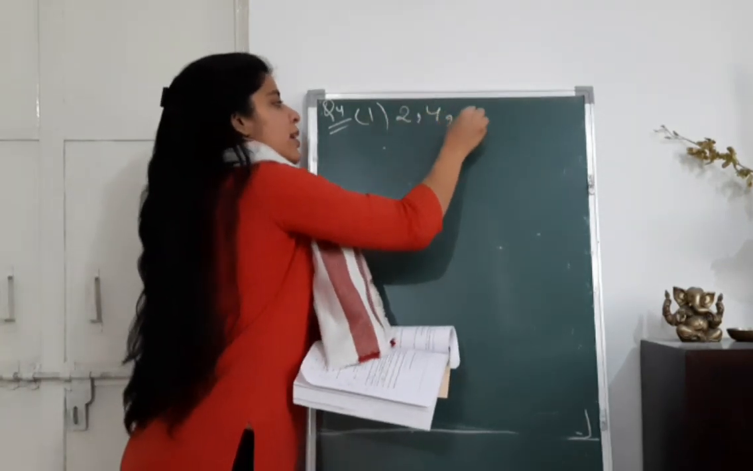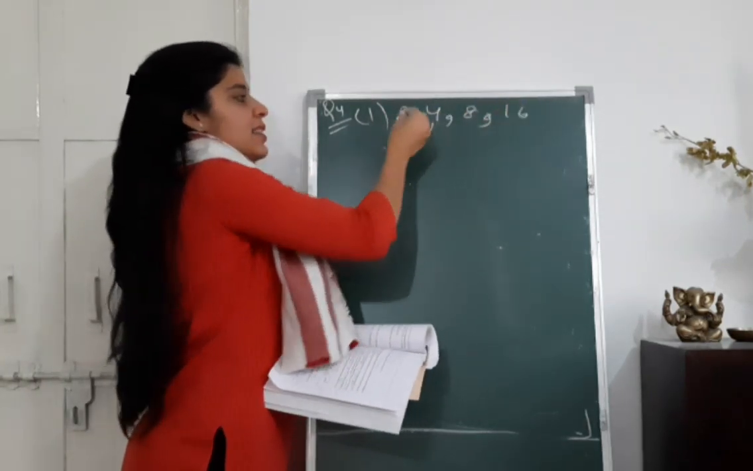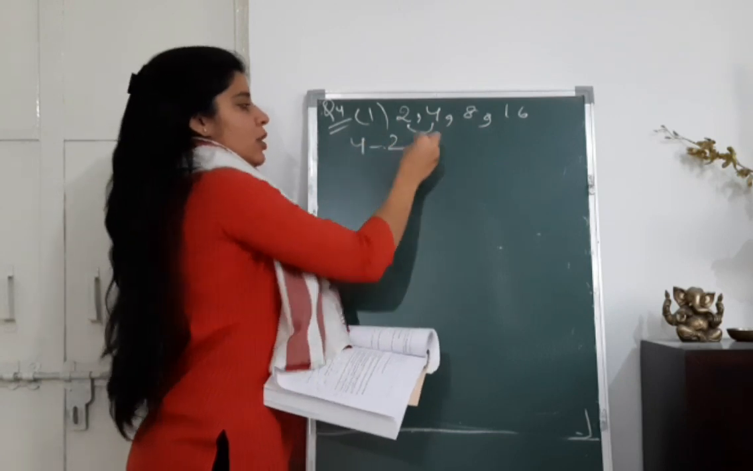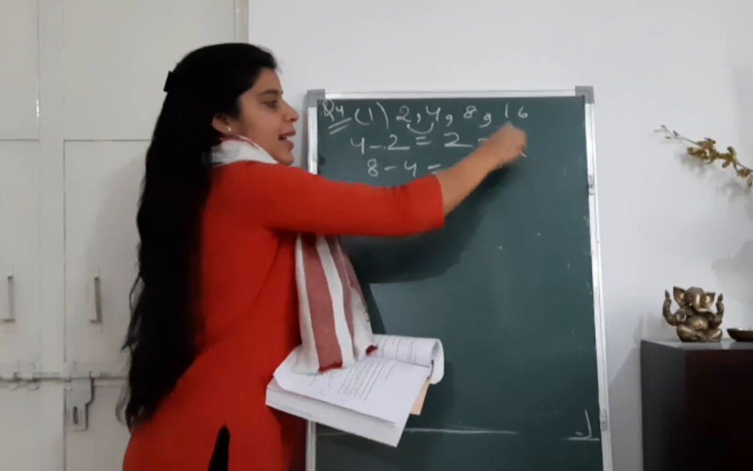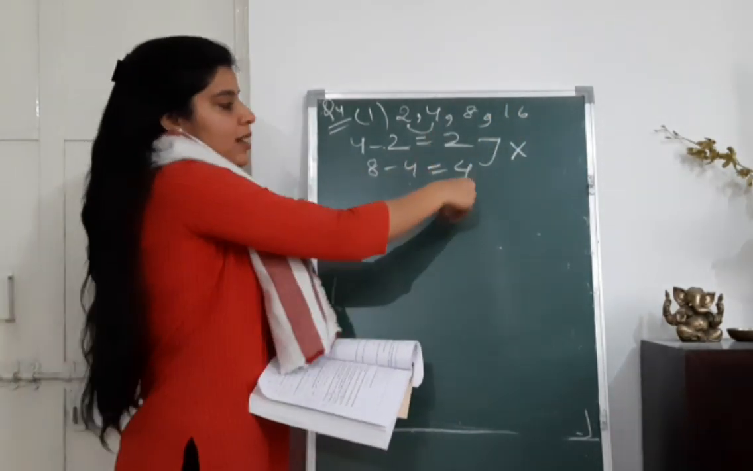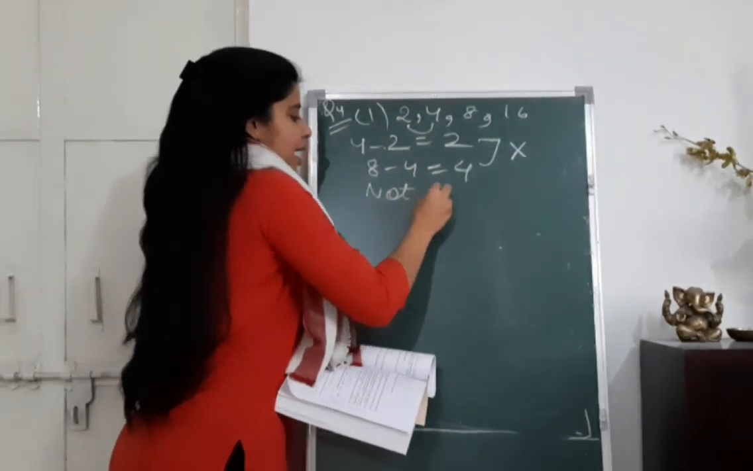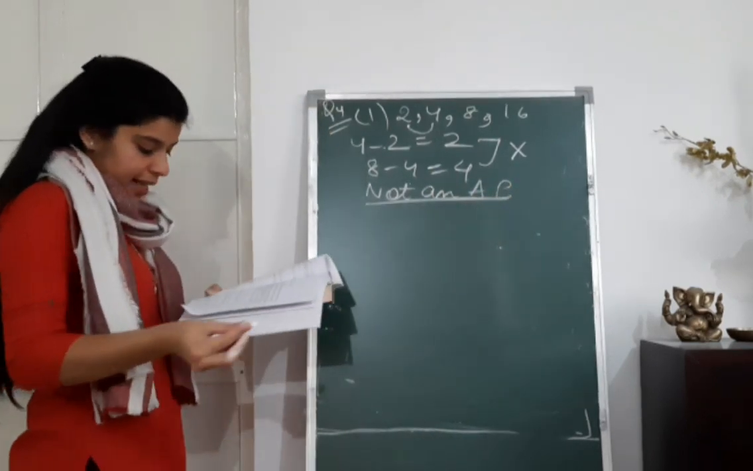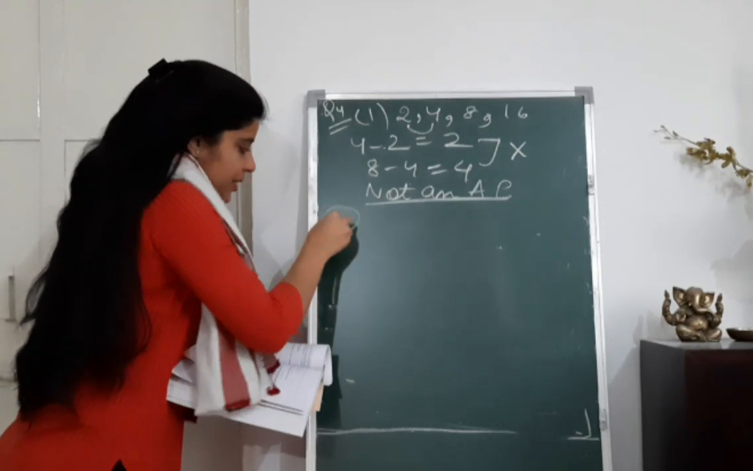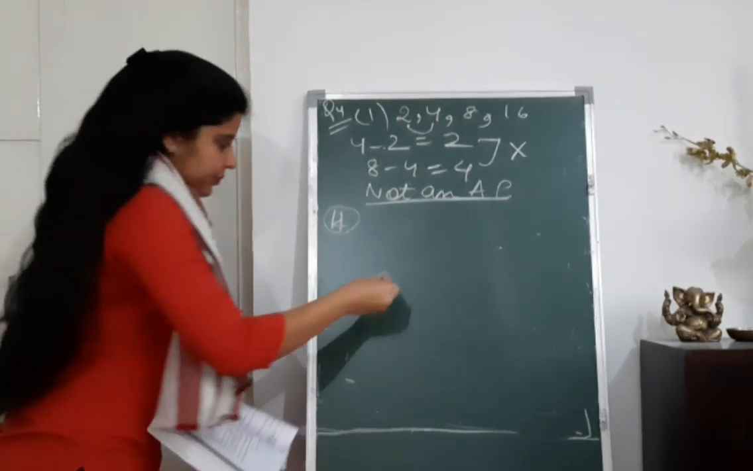2, 4, 8, 16. Let's subtract this from this. 4 minus 2 is 2. 8 minus 4 is 4. Clearly they are not the same, 2 and 4. Hence this is not an AP.